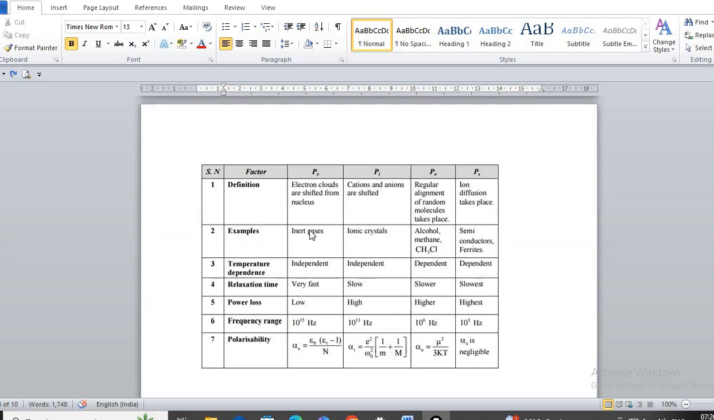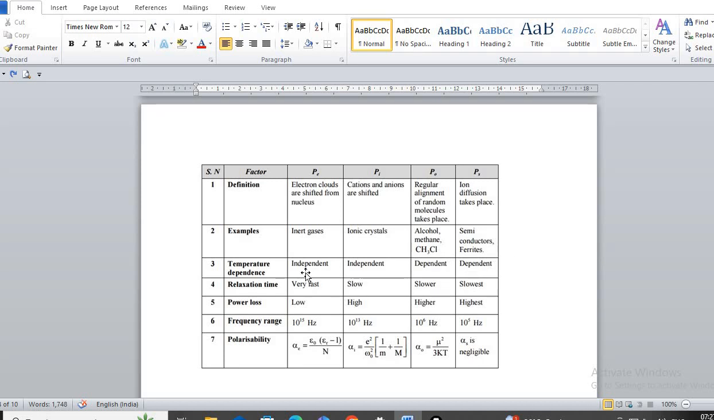Again, we have some simple comparison. The examples are mainly, as you have already mentioned, in which cases we will get different types of polarization. They are mainly inert gases, although some other examples are there. Ionic crystals are there. In this case, they are ionic crystals. The alcohol, methane, they will have the orientation, mainly the organic materials. And space charge, the solid material, the semiconducting material, the ferrites.